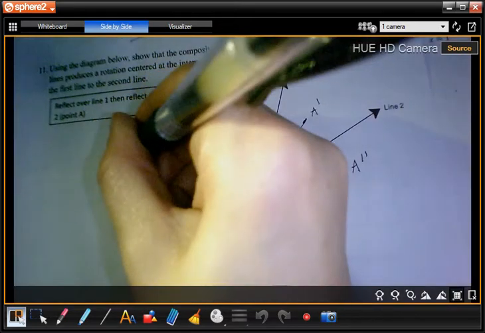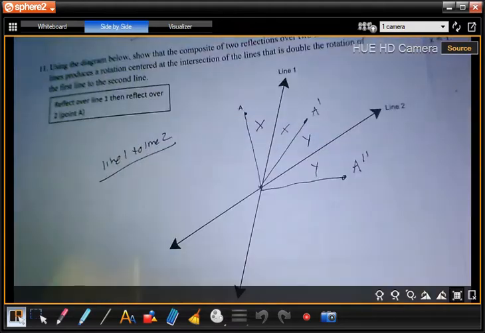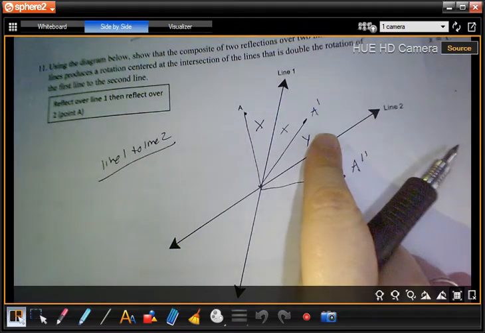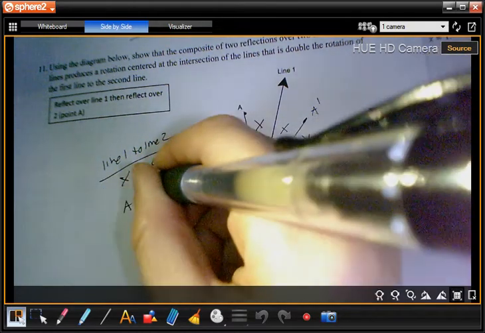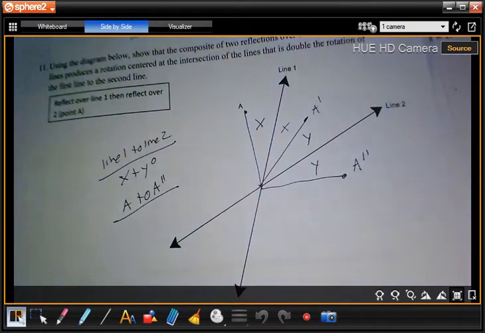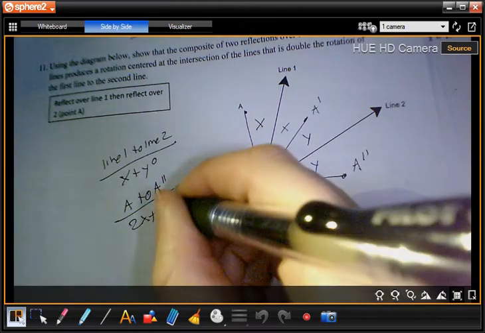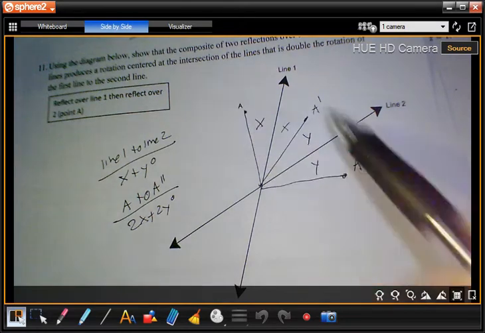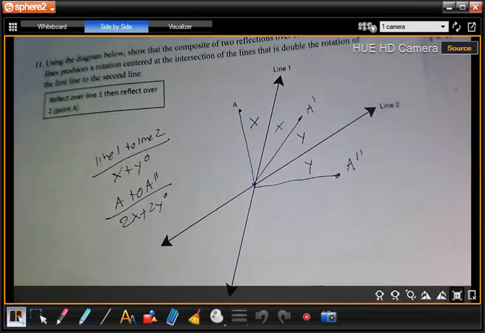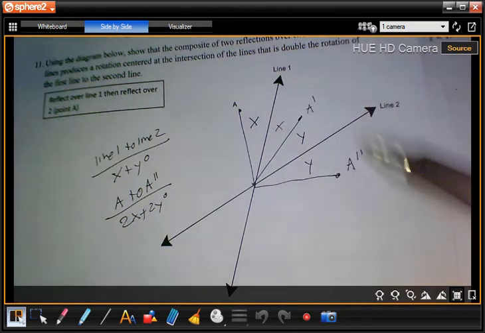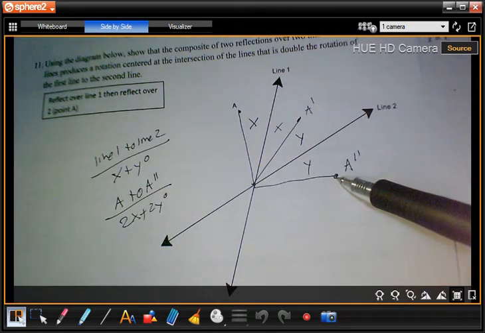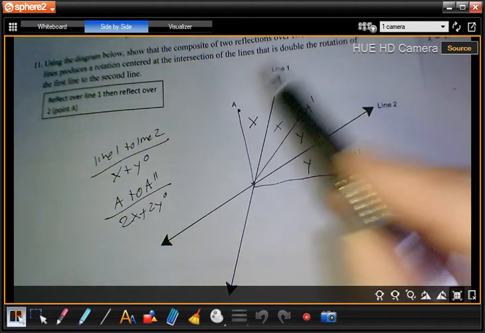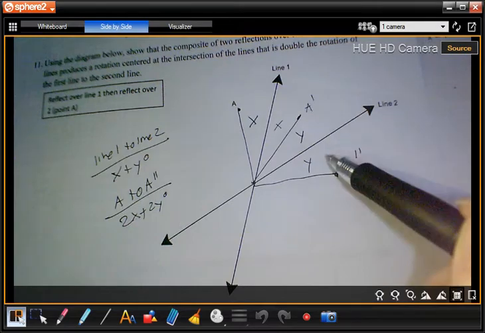Line 1 to line 2 is how much? X plus Y degrees. What's A to A double image, guys? 2X plus 2Y degrees. And what resulted? A to A double image is a what? Is it a translation, rotation, reflection, or dilation from here to here? This is real important, guys. A to A double prime is a rotation.